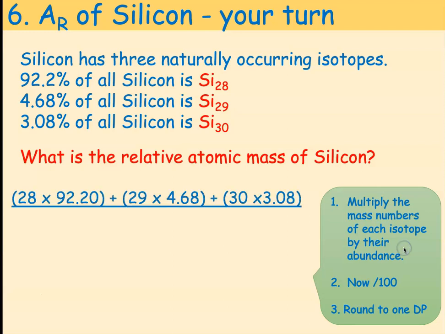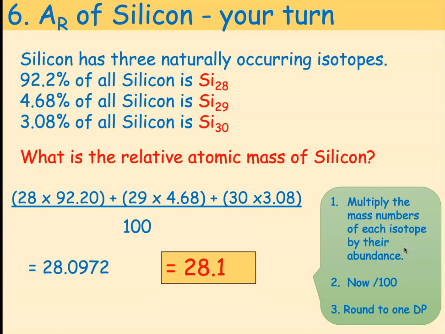Okay, so we've got 28 times 92.2 plus 29 times 4.68 plus 30 times 3.08 divided by 100 gives us 28.0972. Rounded to 1 decimal place, 28.1. I hope this video helped and you're now able to calculate relative atomic masses.